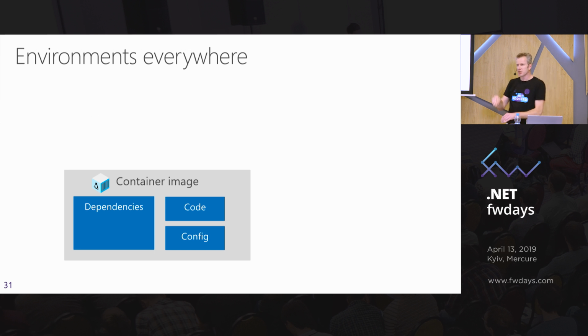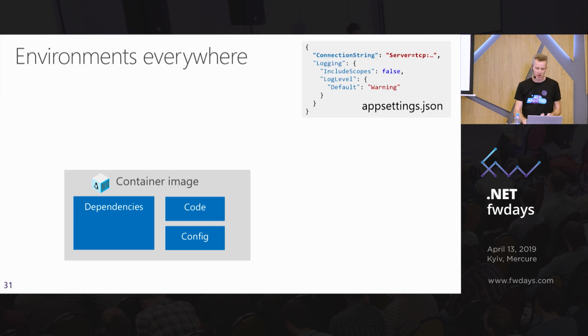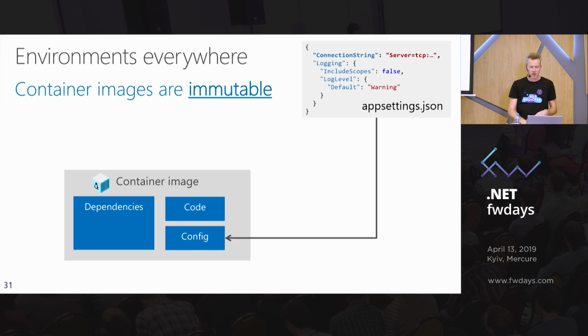But the tricky part is your container image, if it contains settings. Typically, do you recognize this? App settings JSON, you would put your connection strings in there, and you have an app settings development JSON, app settings production JSON. But those settings go into the container image. And container images cannot be changed anymore. So once you make them, they will never change.